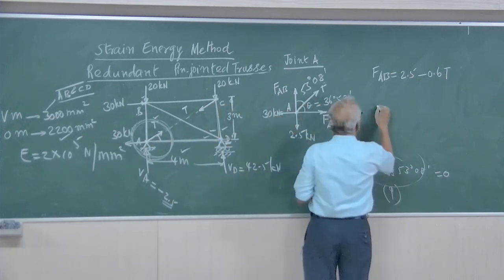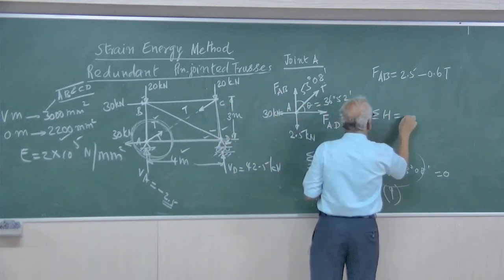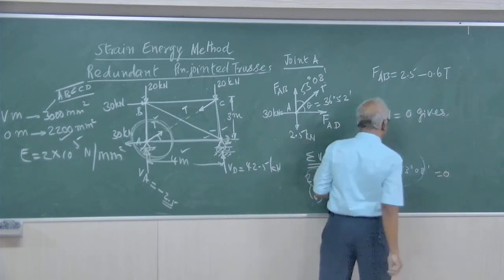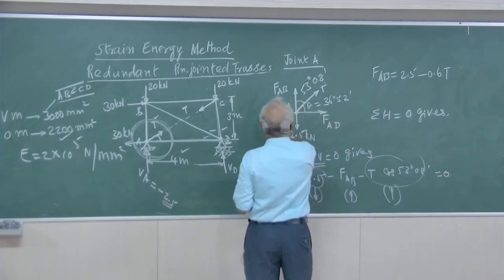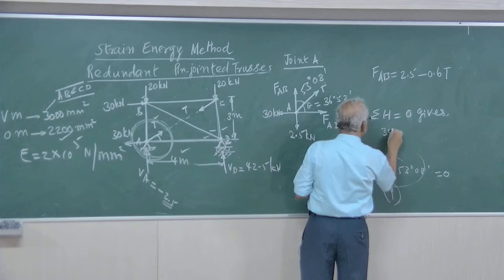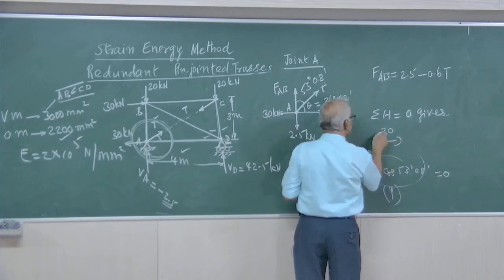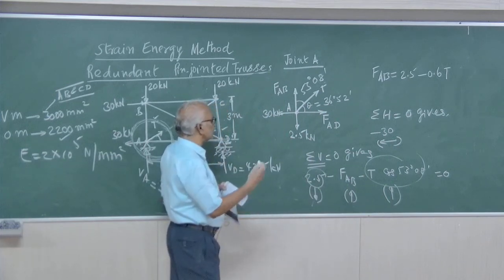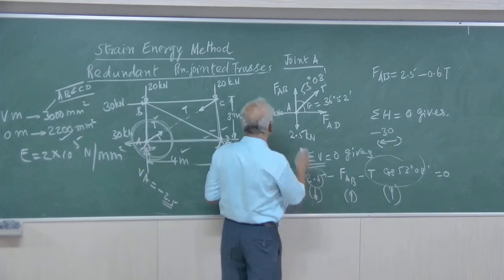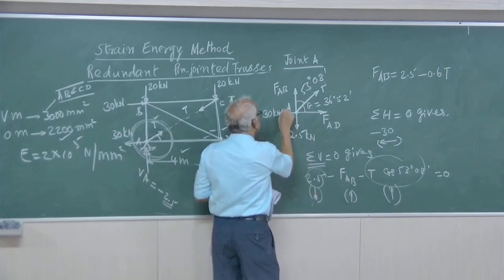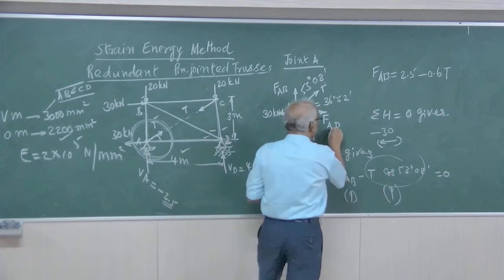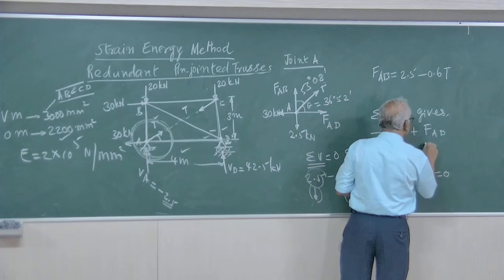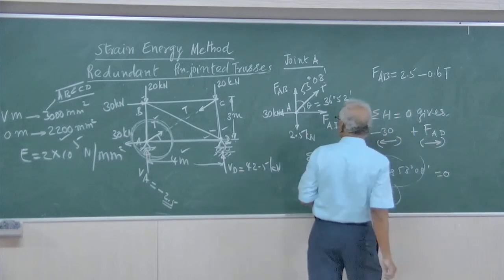Then next, sigma H equal to 0, resolving all the forces in the horizontal direction. One is 30. 30 is towards left. Let us say minus. You have to start from something, whatever is in the opposite direction, use minus. So because the force is towards left, I am just using minus sign. Then FAD is plus. FAD, we have assumed this to be a tensile force, therefore plus.